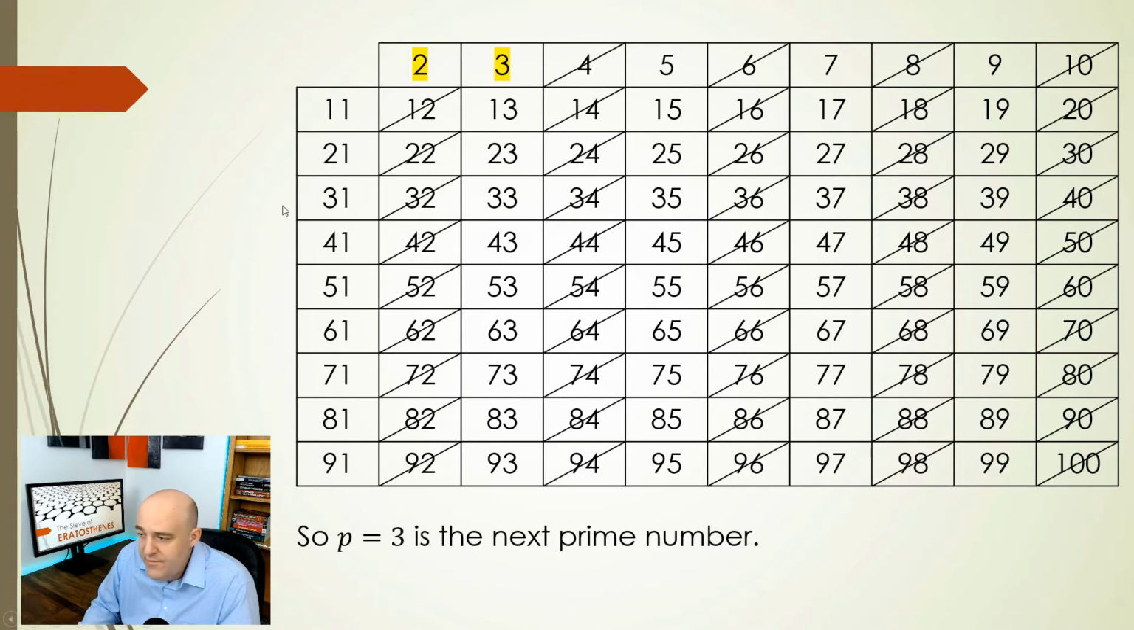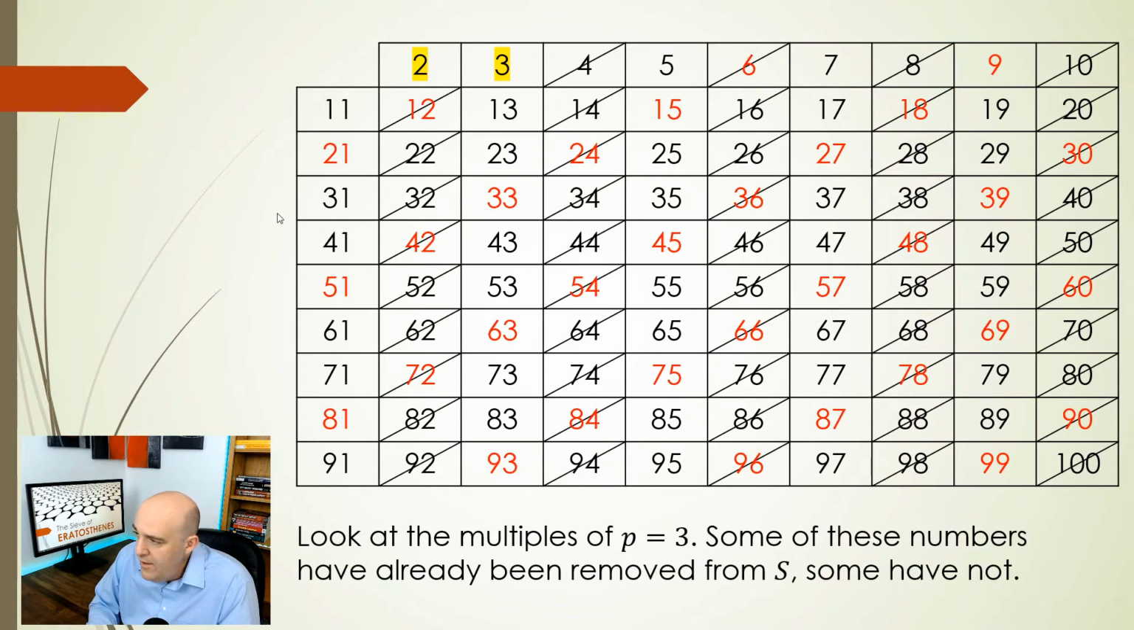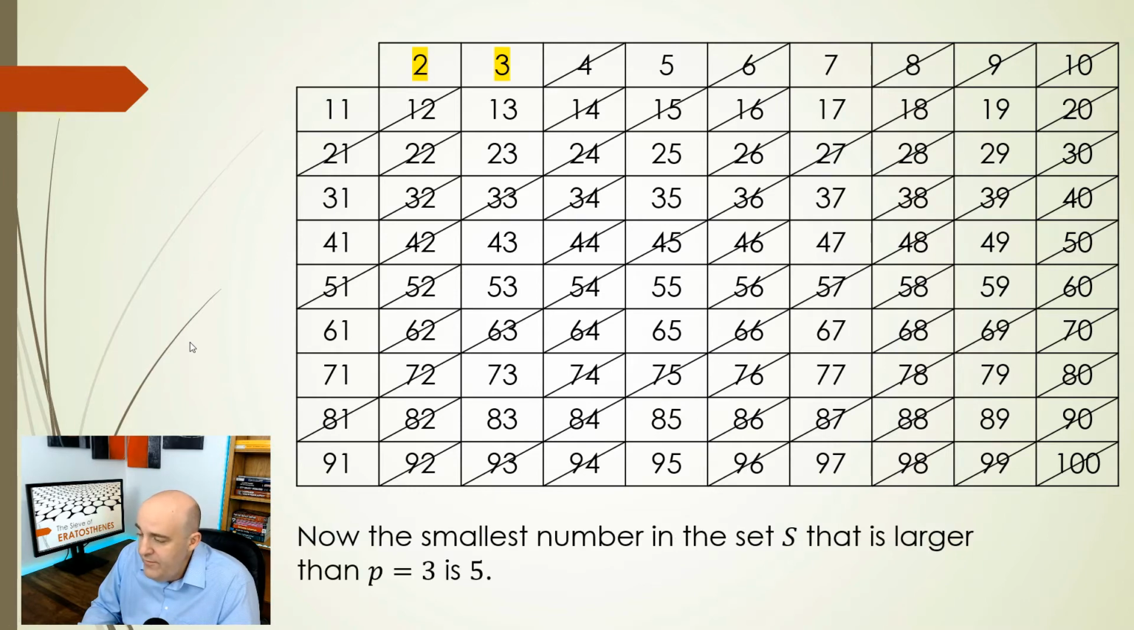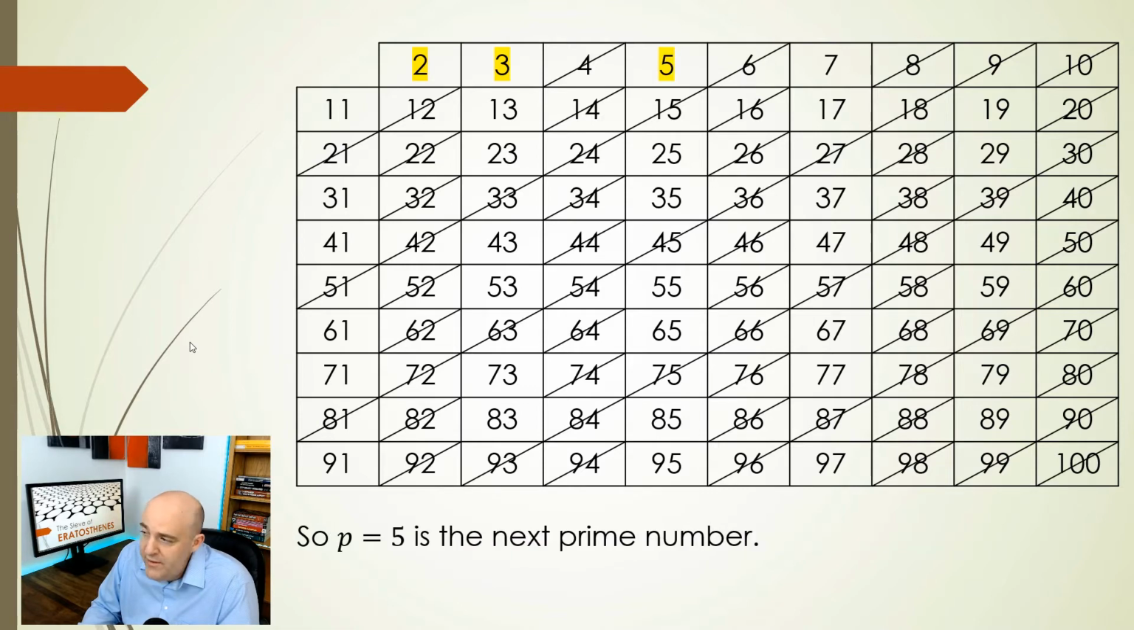Then we repeat ourselves. We look at all the multiples of the prime number 3. Some of these have already been removed, like 6, and some of them have not, like 9. So any number that hasn't been removed yet, we're going to remove right now from S. So currently S is the numbers that haven't been crossed off. The next number in S that we haven't dealt with, the smallest one, is 5, the next number bigger than p. And so that is our new value of p, and we just keep repeating ourselves like this.